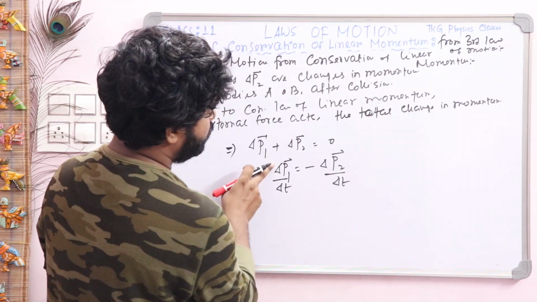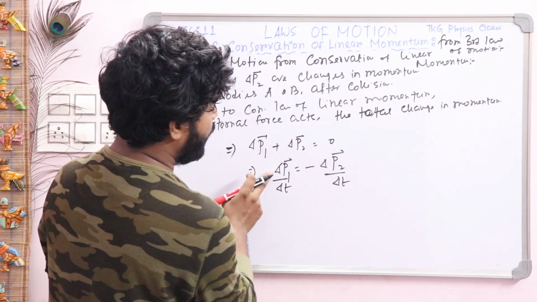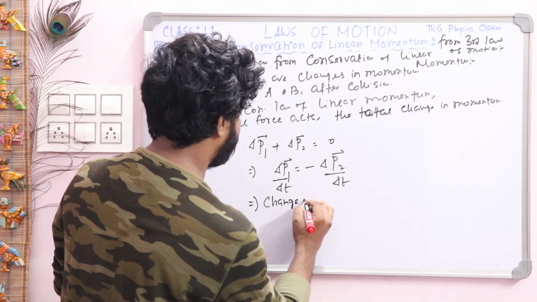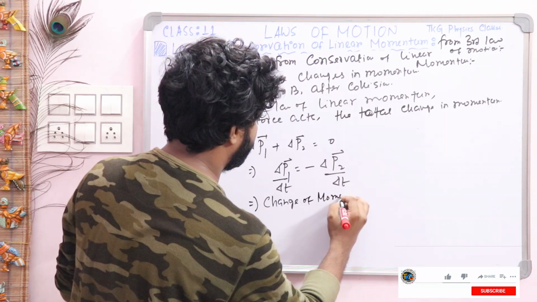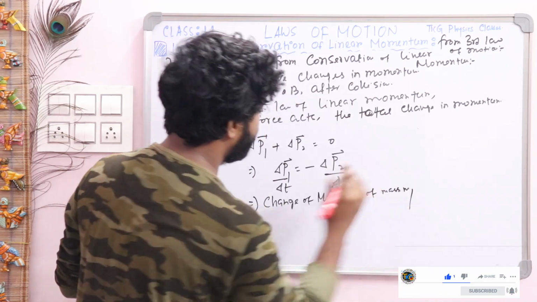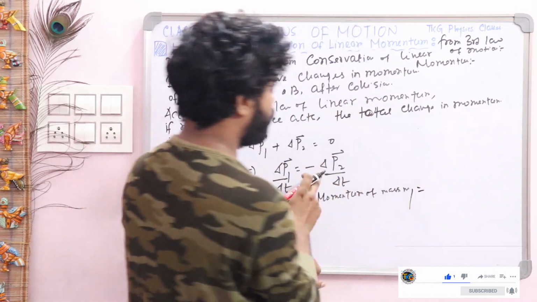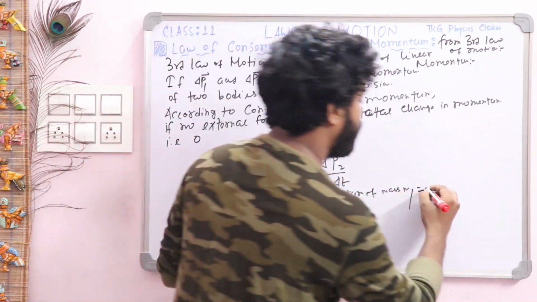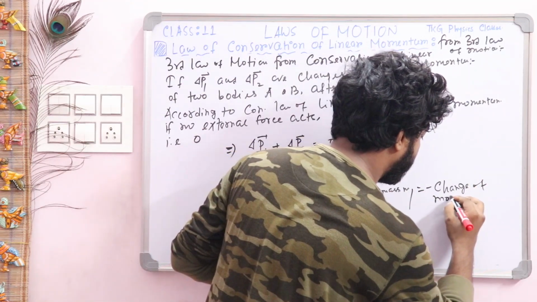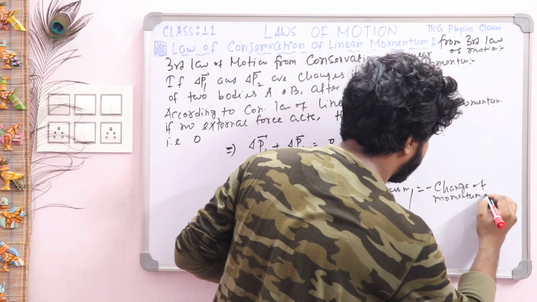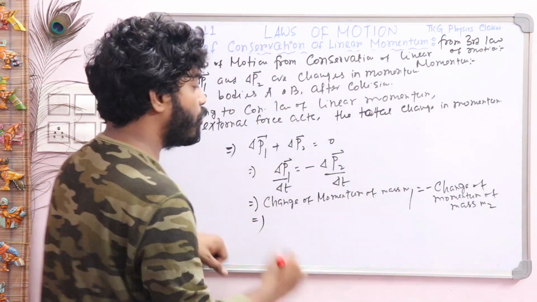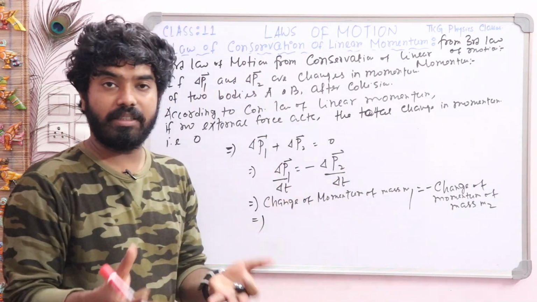Now you observe this one, del p1 by del t, is the change of momentum of the first body. So the change of momentum of mass m1 is equal to minus the change of momentum of mass m2. The rate of change of momentum is the force.